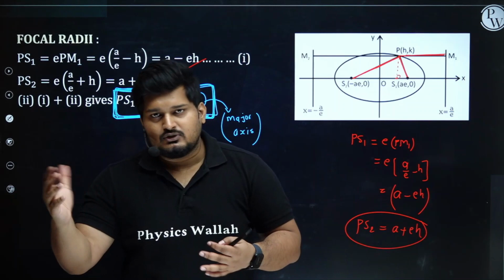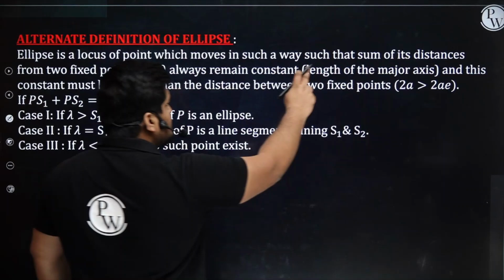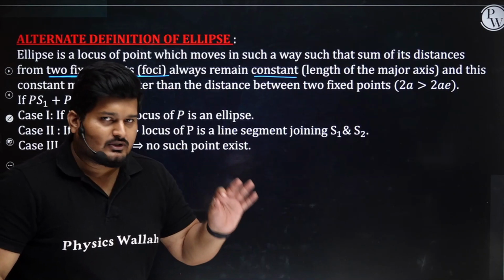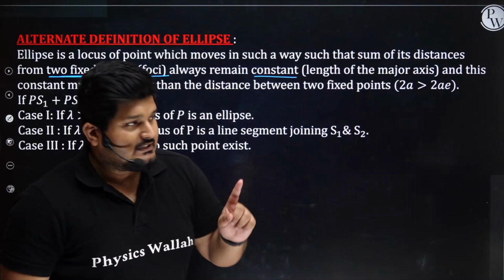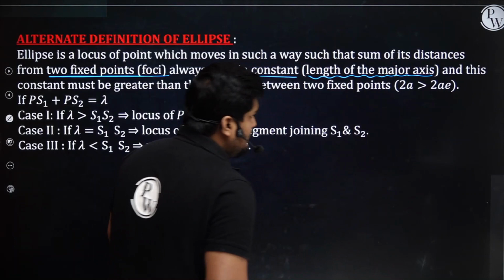And what is it? The definition says that, guys, this is the definition, that ellipse is the locus of a point which moves in such a way that the sum of its distances from two fixed points is always a constant. That constant is the length of the major axis, and this constant must be greater than the distance between the two fixed points. Obviously, guys, because it won't form a system then.